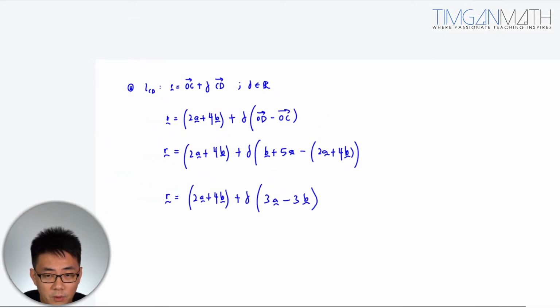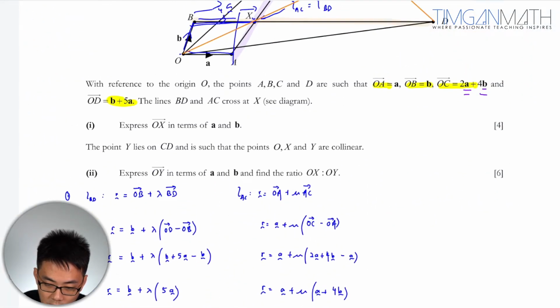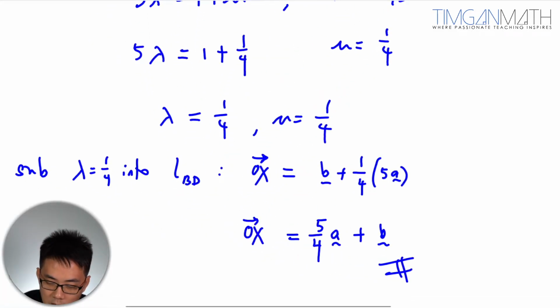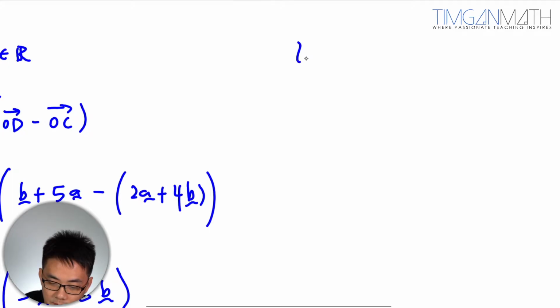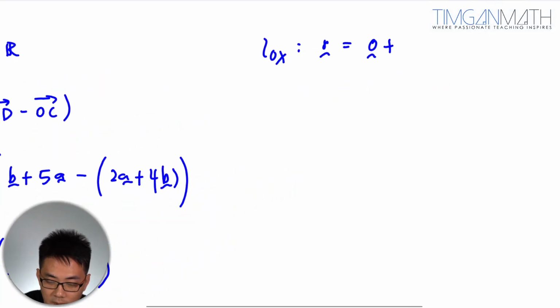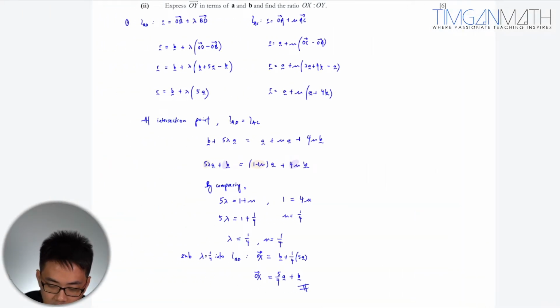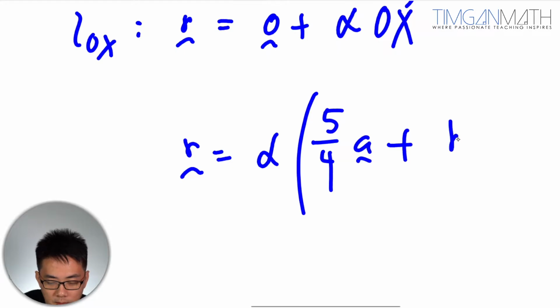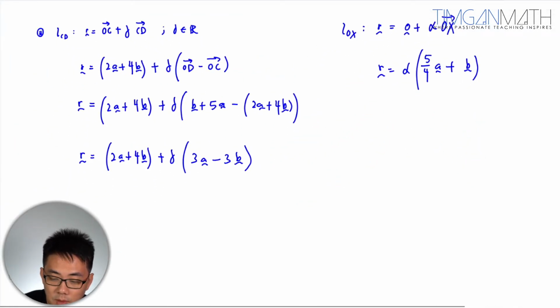Now OX, we already found OX, right? We can have the line of OX because we already found OX here. This is our OX here. So OX is just line OX. Of course, the easiest is just use the origin plus lambda, gamma. I'm going to use alpha. Okay, OX. So r is just alpha times 5 over 4 a plus b. So this is 5 over 4 a plus b. Alright, there you go. So now we can just compare.